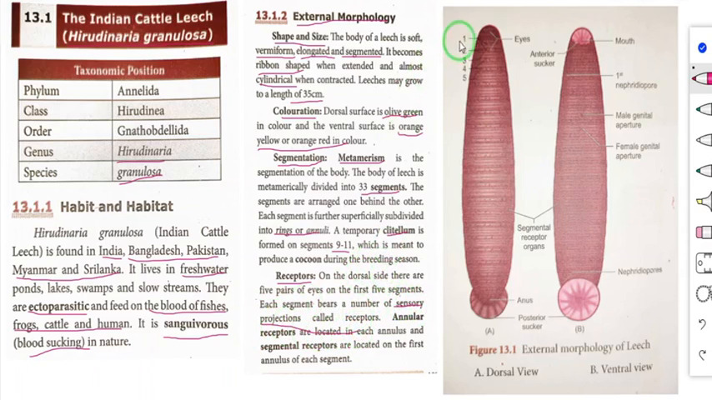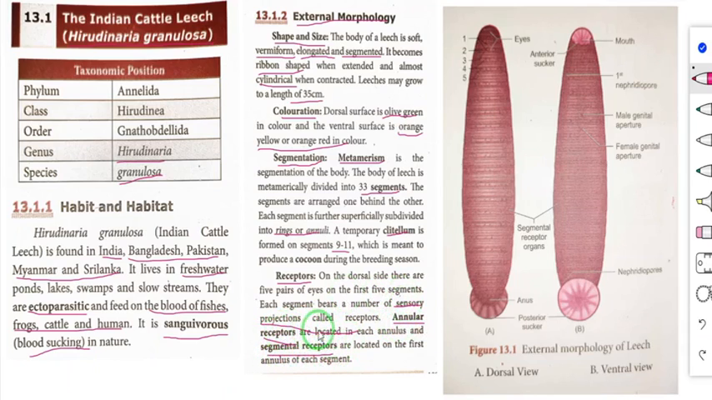So where are they located? First 5 segments. Annular receptors are located in each annulus, and segmental receptors are located on the first annulus of each segment. So 2 types of receptors, annular receptors and the segmental receptors. What are the 2 types of receptors? Annular receptors and the segmental receptors.